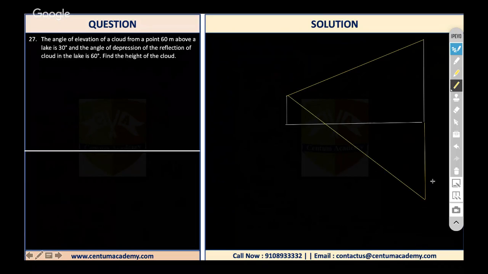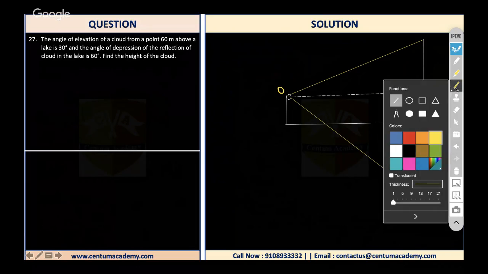How do you find out? Angle of elevation is always from the point of observation. So this was my point of observation, let's say O. From here, this is my horizontal line.